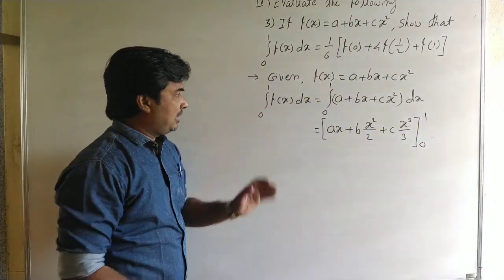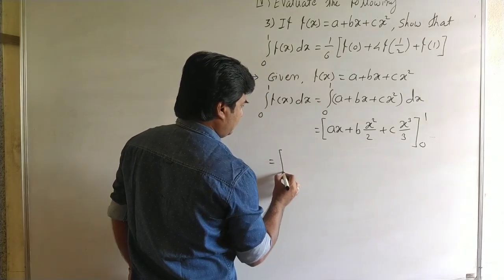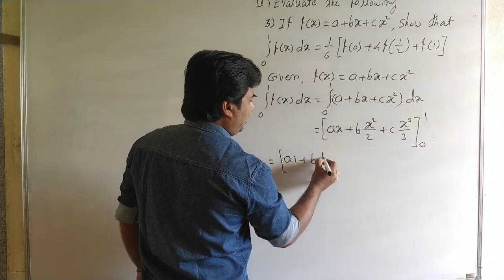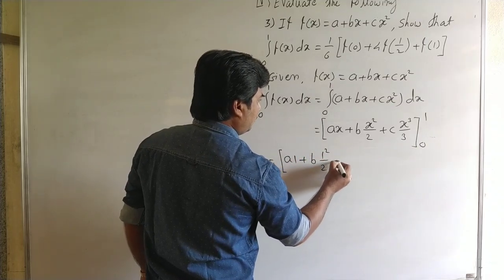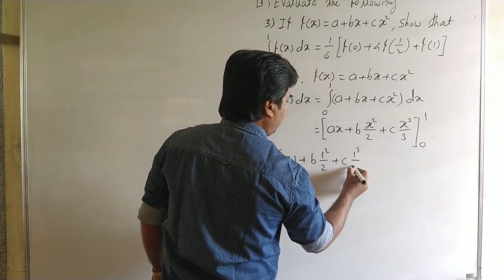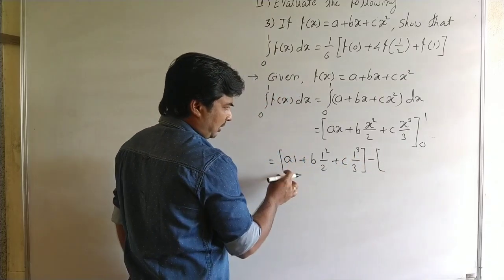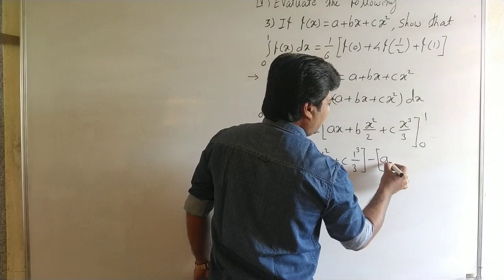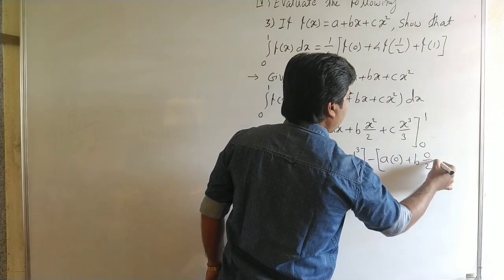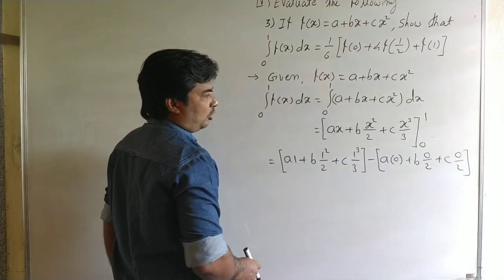Now upper limit minus lower limit, it is a into 1 plus b into 1 square by 2 plus c into 1 cube by 3, minus, here it is the lower limit, a into 0 plus b into 0 by 2 plus again c into 0 by 3. It is the lower limit.